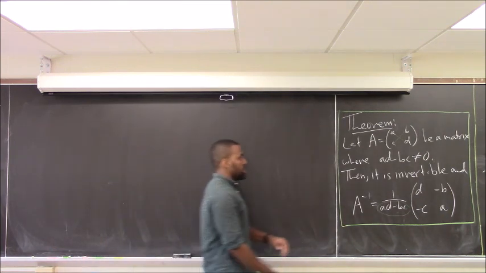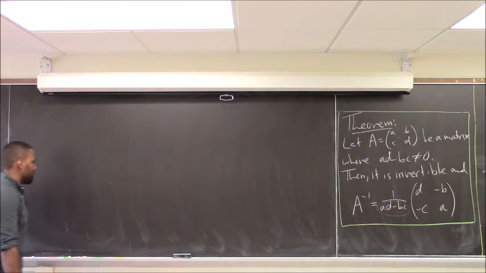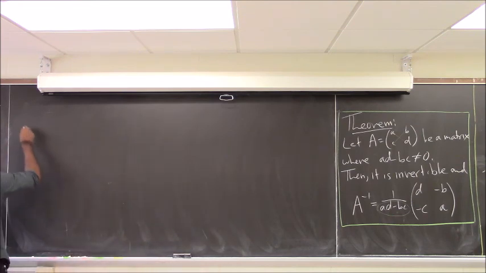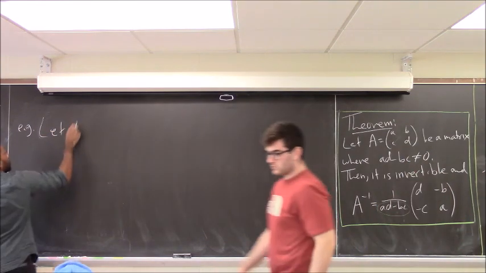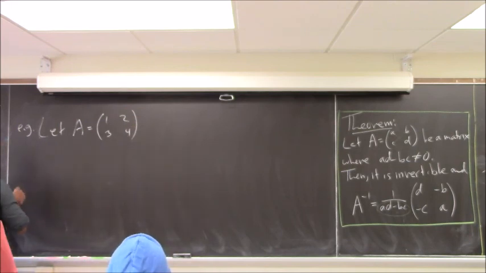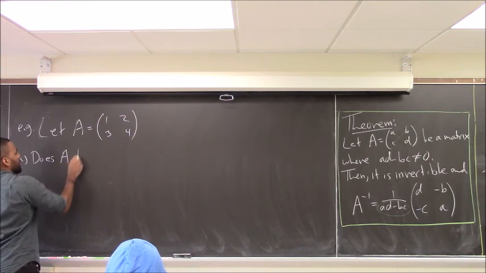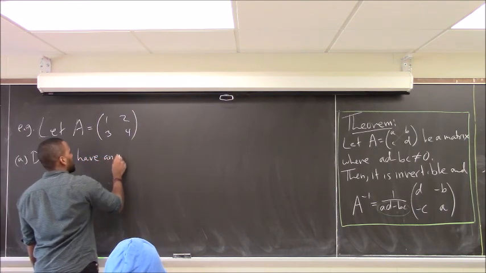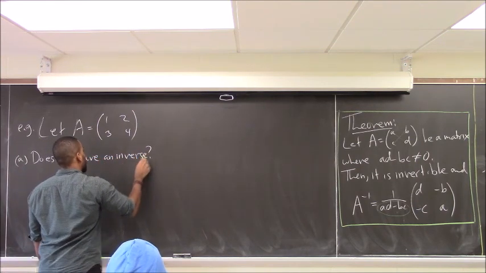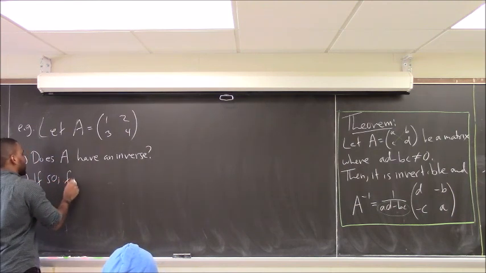Now, I could show you that if we multiply these two, you'll actually get the 2 by 2 identity. But enough variables. Let's actually put in some cold hard numbers. Example. Like A is 1, 2, 3, 4. Does A have an inverse? So find it. Whatever.